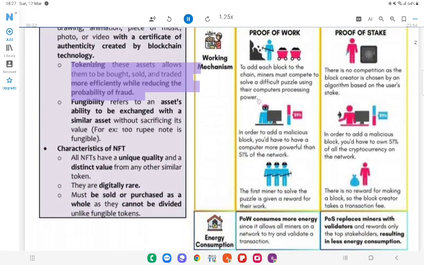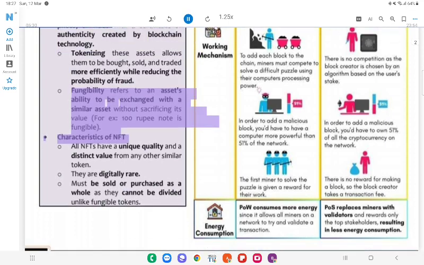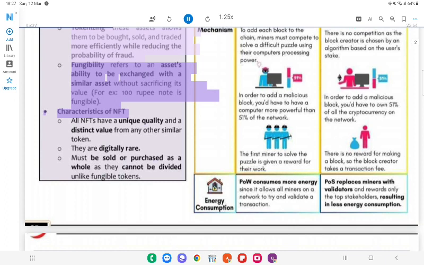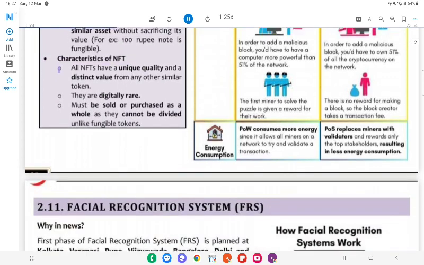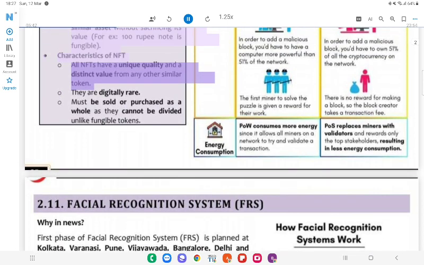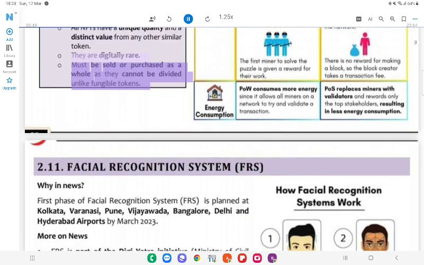Tokenizing these assets allows them to be bought, sold, and traded more efficiently while reducing the probability of fraud. Fungibility refers to an asset's ability to be exchanged with a similar asset without sacrificing its value. For example, a 100 rupee note is fungible. Characteristics of NFT: all NFTs have a unique quality and a distinct value from any other similar token. They are digitally rare. They must be sold or purchased as a whole, as they cannot be divided, unlike fungible tokens.